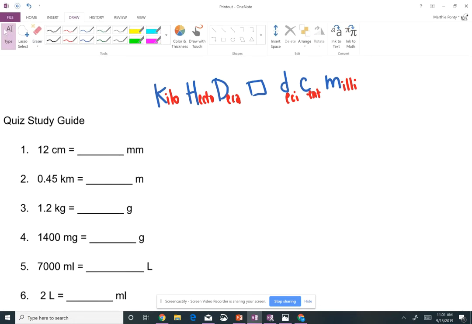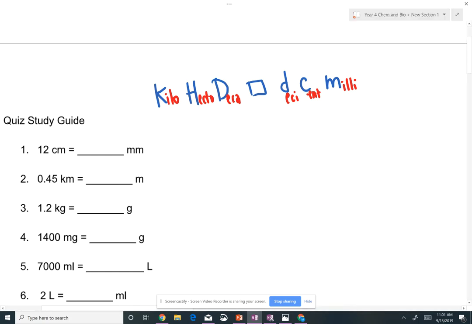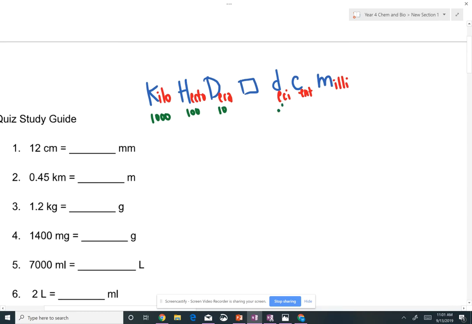The next thing that you have to know is that each of these prefixes has a value attached to it. So kilo is 1,000, hecto is 100, deca is 10. And then on the other side, it's 0.1 or 1 over 10, whichever way, it's the same thing, it's just a decimal point. This is 0.01, which is 1 over 100. And this is 0.001, which is 1 over 1,000.